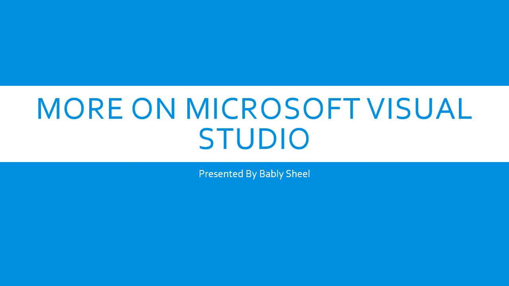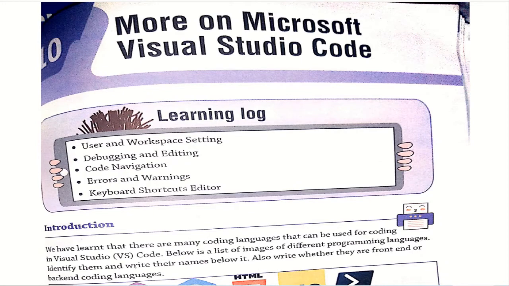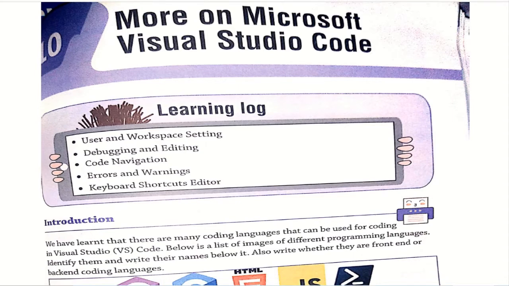Today we'll learn chapter number 10, that is, more on Microsoft Visual Studio. Let us see. So, students, in this chapter we'll learn about user and workspace setting, debugging and editing, code navigation, errors and warnings, and keyboard shortcuts editor. So, let us see.